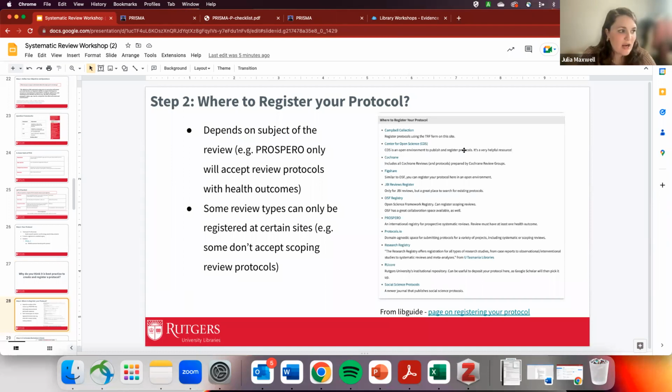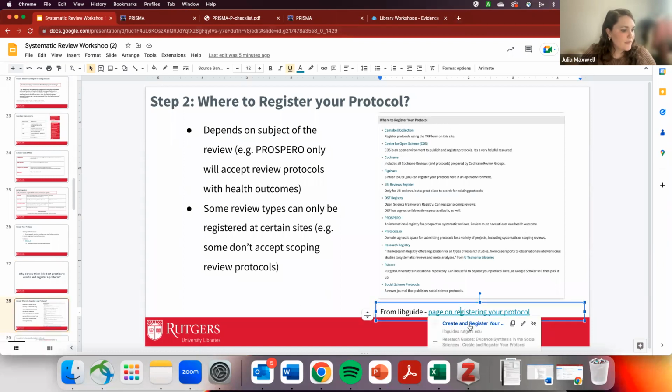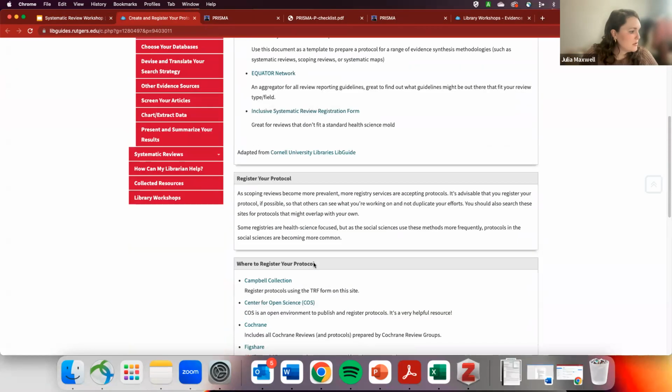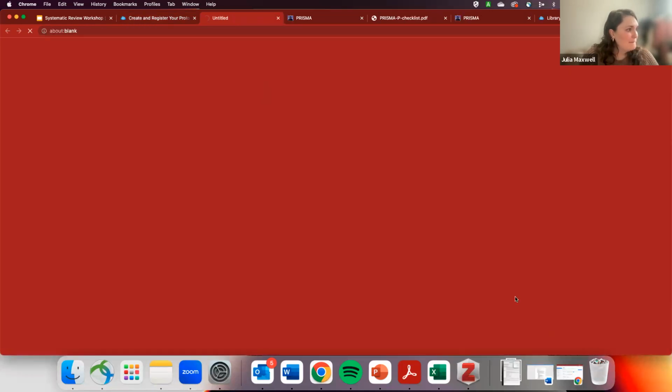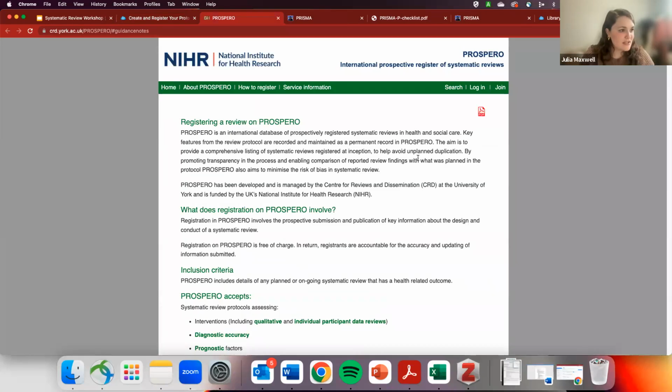So for instance, Prospero is really a famous registry. Where are you, Prospero? There you are. Where everyone tries to register, but they will only accept reviews that have at least one health outcome. So some social science protocols don't fit within that. And that's okay. But if you can register in Prospero, I would say try it out.